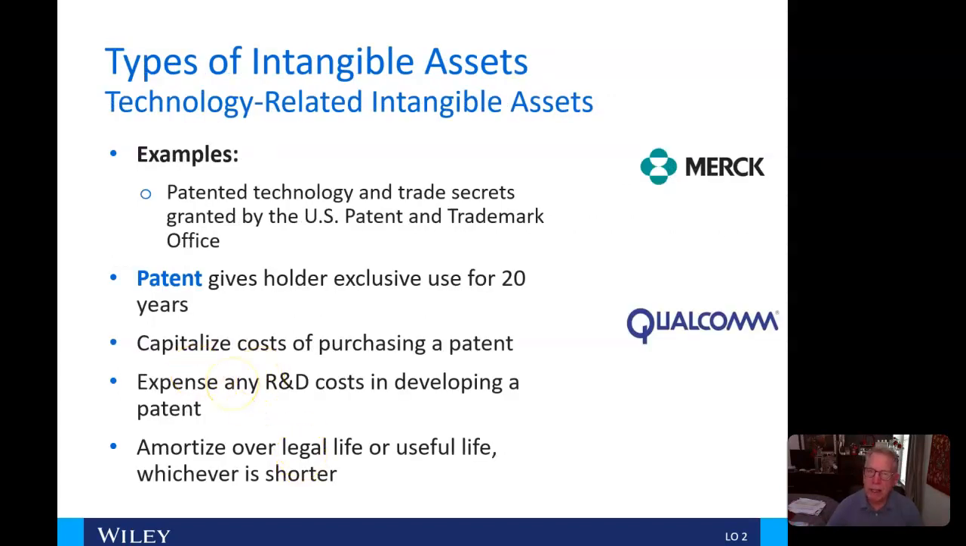Okay, technology-related intangible assets. Here we have Merck and Qualcomm, and these are patents, technology, and trade secrets granted by the PTO, U.S. Patent and Trade Office. I've dealt with them many times. A patent gives the holder exclusive use for 20 years. We're going to capitalize the cost of purchasing a patent. We're going to expense any R&D costs in developing a patent. Now, we're going to expense those R&D costs, not capitalize them. And we're going to amortize over the legal life or useful life, whichever is shorter.